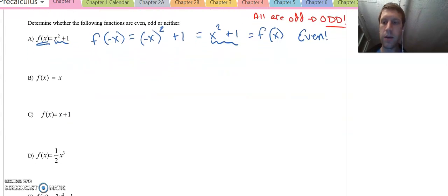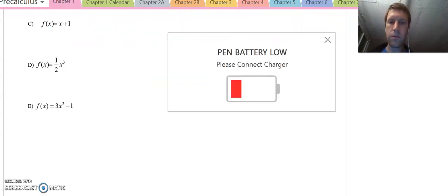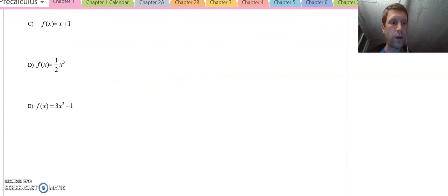Okay, let's look at B. F of x equals x. Let's plug in negative x. So that's going to change to negative x. Is that the opposite of your original function? Yeah, I would say that x and negative x are opposites. So this is odd, right? Switching the sign on my input also switches the sign on my output.